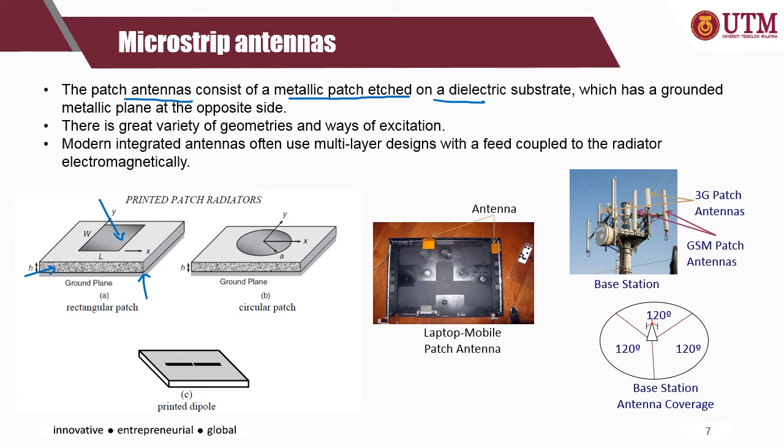There are varieties of geometries for microstrip antennas. Modern integrated antennas often use multi-layer designs, with a feed coupled to the radiator electromagnetically. The figures show the basic structure of microstrip antennas, but nowadays there will be more complicated design, as mentioned, multi-layers to cater multi-frequency bands and also multi-applications.